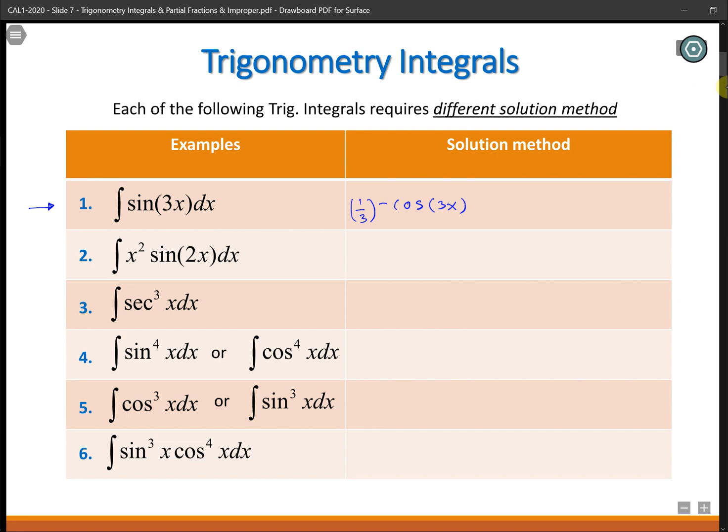So let's make a note here. This is just basic stuff. Basic integration.